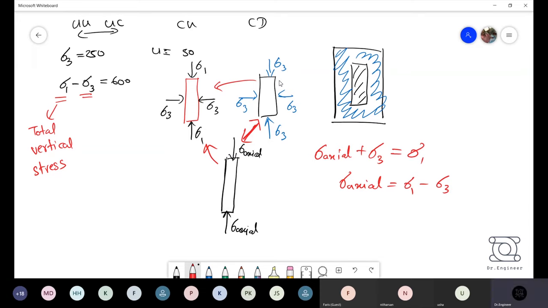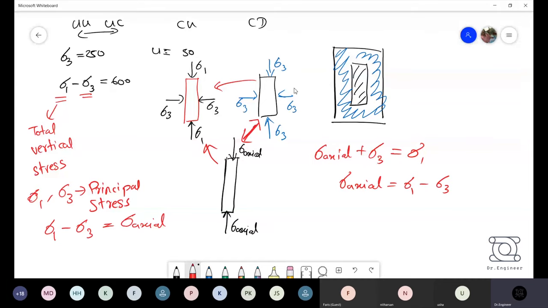That is why in the question they have stated the principal stress difference. Sigma 1 and sigma 3 are your total principal stresses. So what is the principal stress difference? Principal stress difference is sigma 1 minus sigma 3. That is your axial load which you are applying to the sample. That is given to us as 600, not sigma 1. Most probably we won't be getting sigma 1 directly, so read the question carefully.